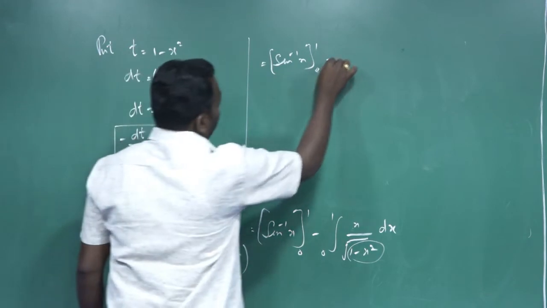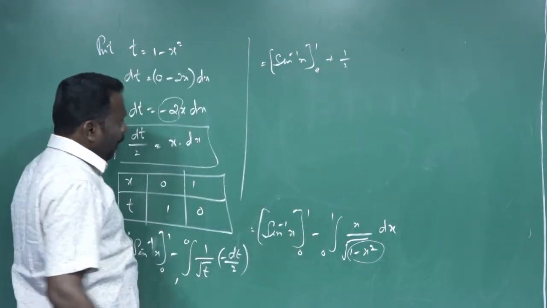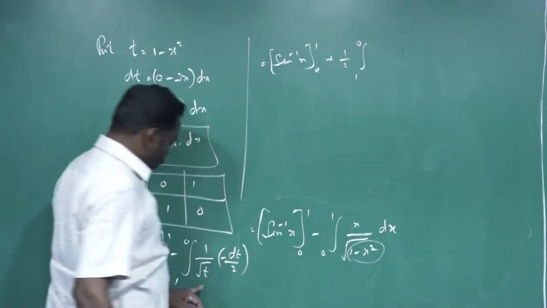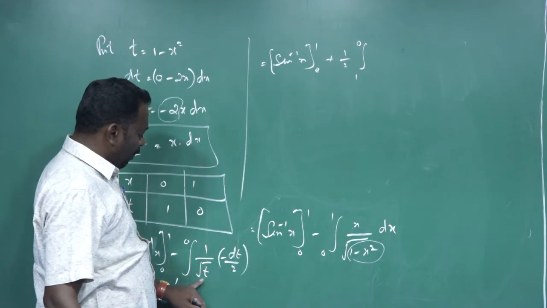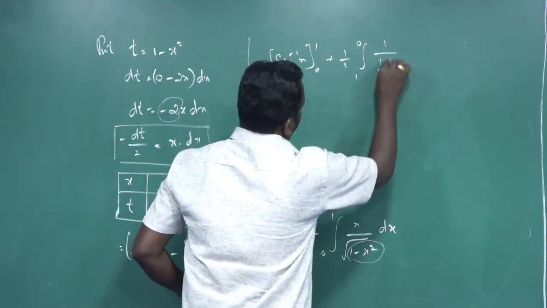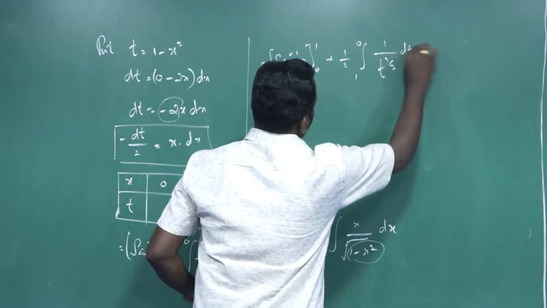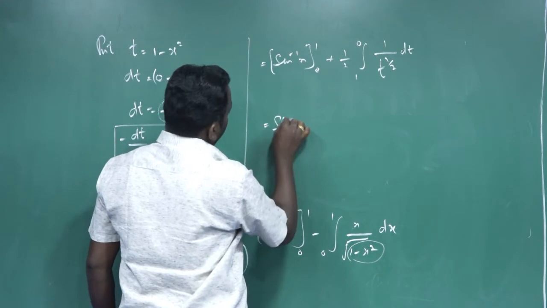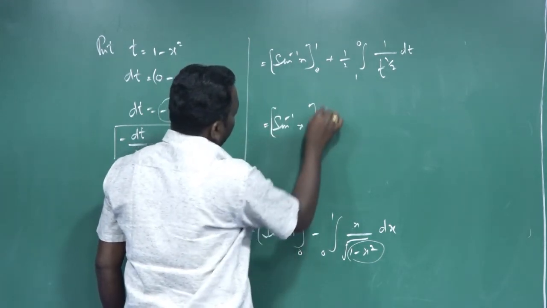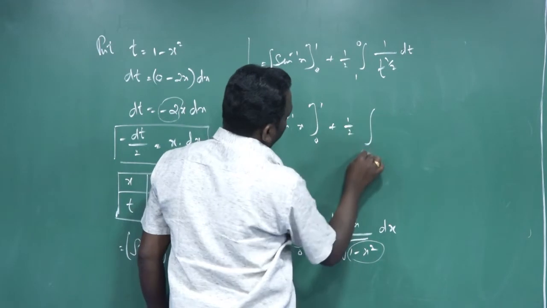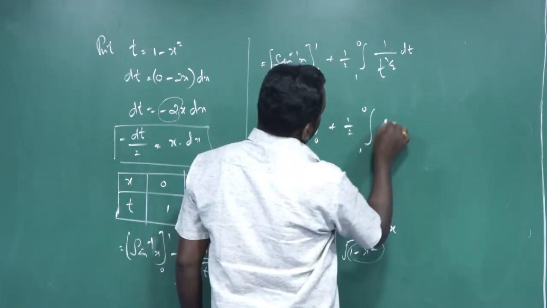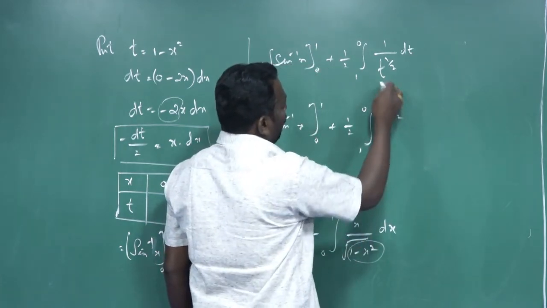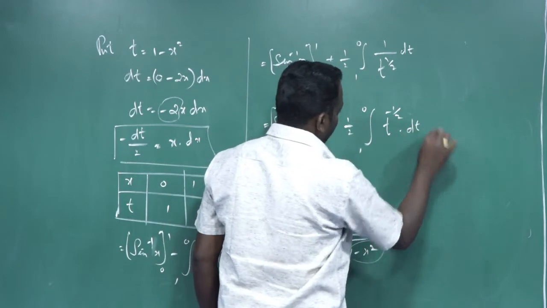Minus plus, it is 1 by 2, the 2 keep outside, and then the integral from 0 to 1 of 1 by root t. We can write root t as t power 1 by 2, therefore 1 by t power 1 by 2 into dt. Now t power 1 by 2 we can write in numerator form: it is equal to sin inverse of x, the limits are 0 and 1, plus 1 by 2, the limits are 1 and 0. Then t power minus 1 by 2, written in numerator form, into dt.